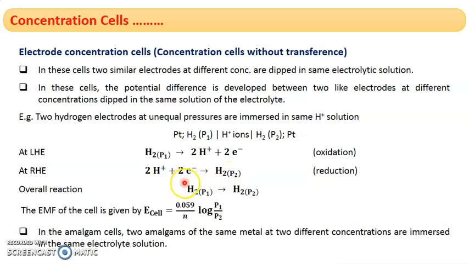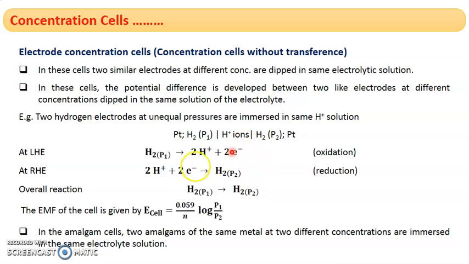Now the overall reaction is hydrogen at P1 gives rise to hydrogen at P2. The condition here is P1 is greater than P2. Now what happens? P1 pressure will be decreased slowly, and hydrogen at P2 pressure will be increased. Or we can say matter is not transferred here actually. We are just applying the pressures here, P1 and P2.